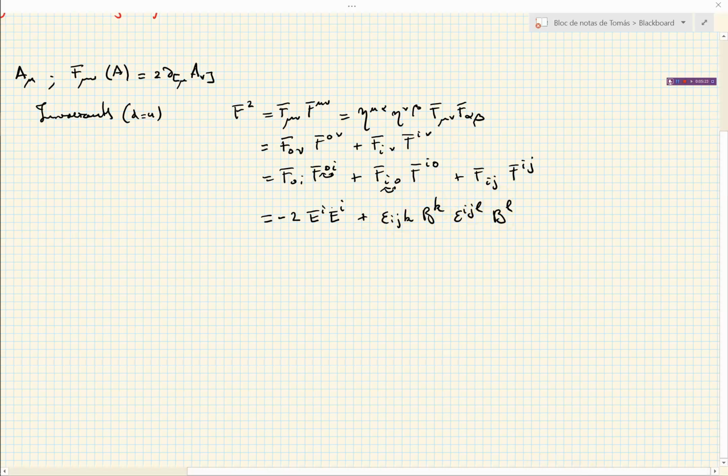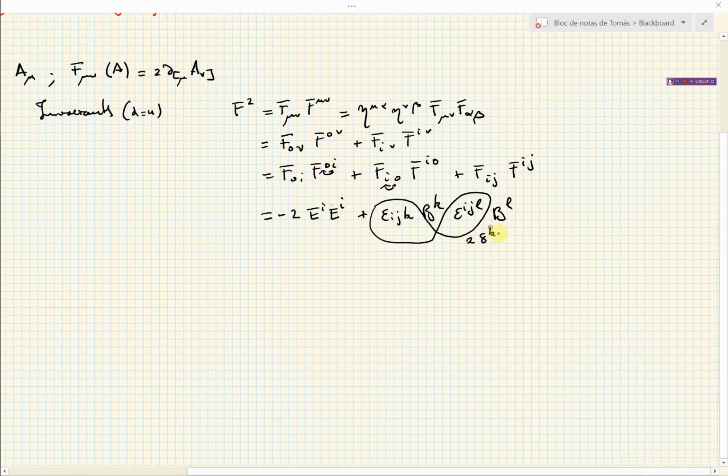I don't care if I write the indices up or down. I just need to consider the contraction of these two epsilon symbols, which I know gives 2 delta kl. Okay, so this is minus 2 Ei, minus Bi, or if you want, minus 2 (E squared minus B squared).